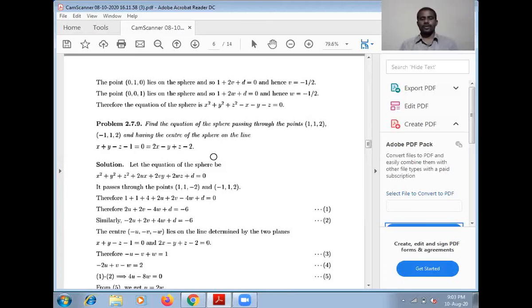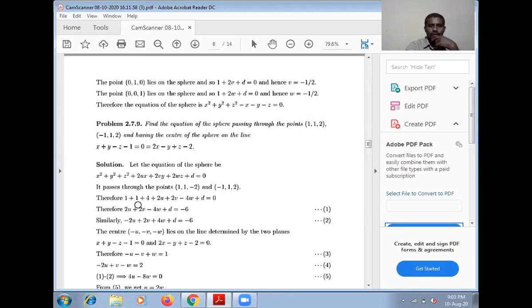Find the equation of the sphere passing through the 2 points and having the center of the sphere on the 2 plane equations. Now let the equation of the sphere be x square plus y square plus z square plus 2ux plus 2vy plus 2wz plus d equal to 0. Now this equation passes through the points 1, 1, minus 2 and minus 1, 1, 2. So substitute in the sphere equation: x equal to 1, y equal to 1, z equal to minus 2.